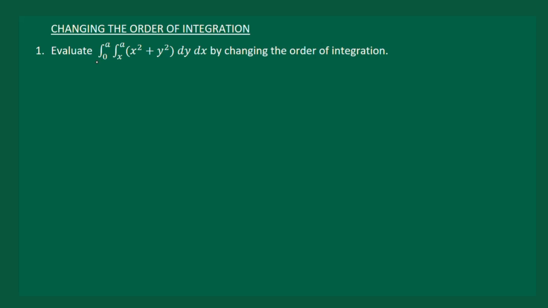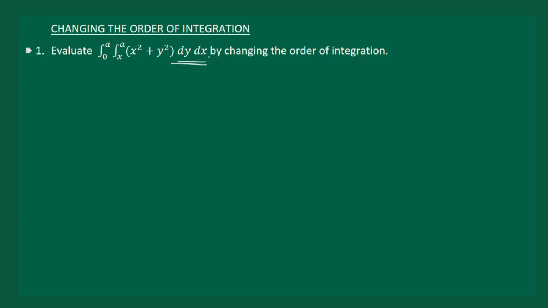Now let us see changing the order of integration. In evaluating this double integration, here we are going to change the order of integration. What do you mean by changing the order of integration? Here the question is the double integral dy dx. So this is called the order of integration. So here the order is dy dx.